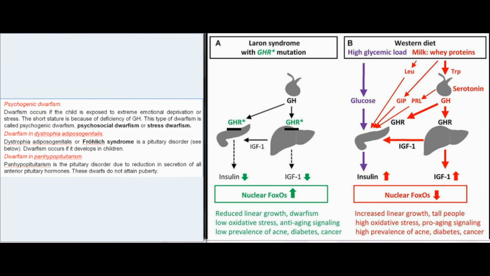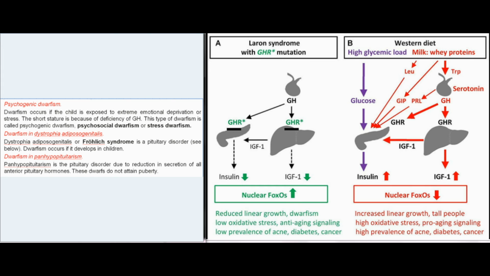Psychogenic dwarfism. Dwarfism occurs if the child is exposed to extreme emotional deprivation or stress. The short stature is because of deficiency of GH. This type of dwarfism is called psychogenic dwarfism, psychosocial dwarfism, or stress dwarfism.